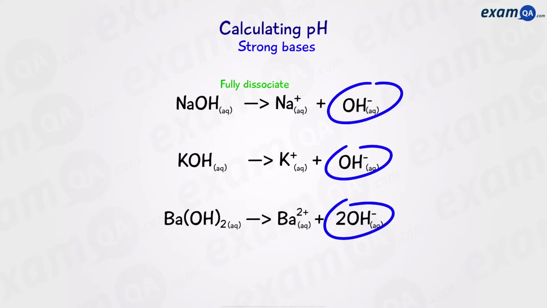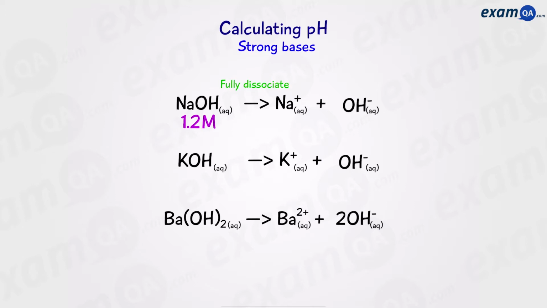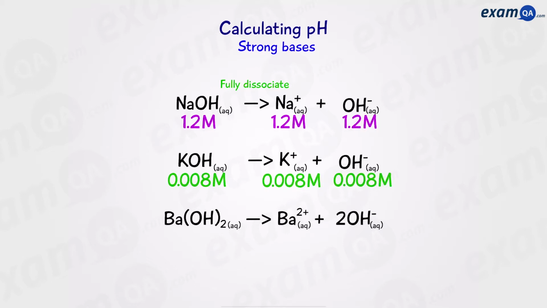So for example, let's say we had 1.2 molar sodium hydroxide. Now remember, molar is just another way of saying moles per decimeter cubed. That means we're going to get 1.2 mole per dm cubed hydroxide ions, and also the same amount of sodium ions. Let's say we had 0.008 molar potassium hydroxide. Again, we're going to get the same amount of potassium ions and hydroxide ions.